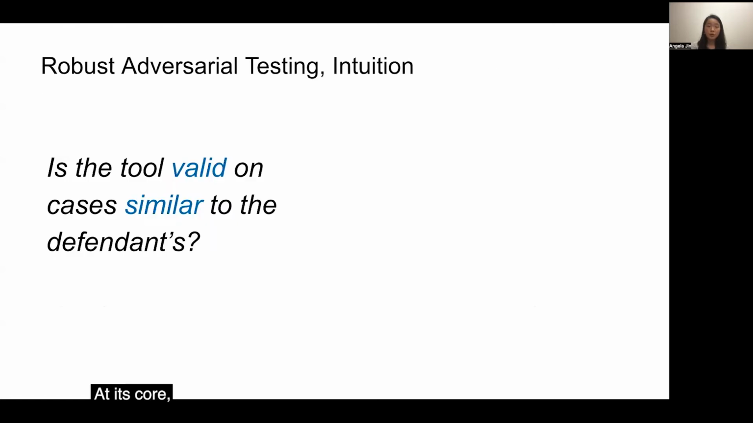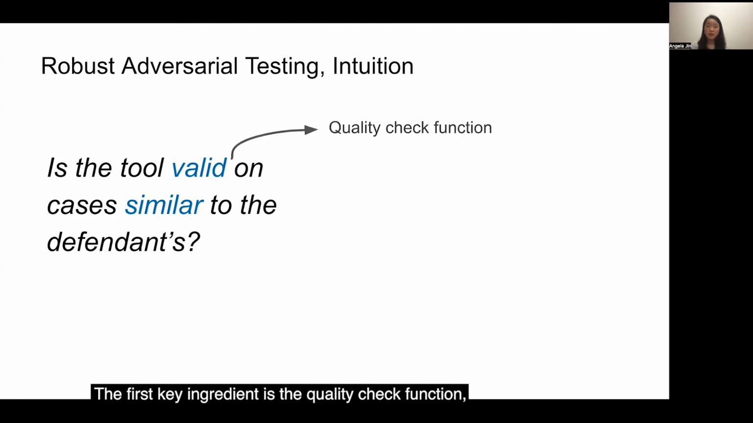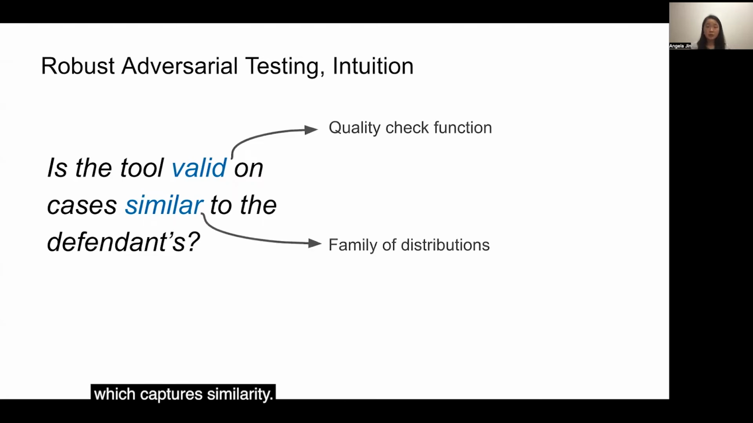At its core, robust adversarial testing answers the following question: Is the tool valid on cases similar to the defendant's? There are two key levers here. First, defining what it means for a tool to be valid. And second, defining what it means for cases to be similar to the defendant's case. These levers are represented by two key ingredients behind robust adversarial testing. The first key ingredient is the quality check function, which captures validity. The second is the family of distributions, which captures similarity.